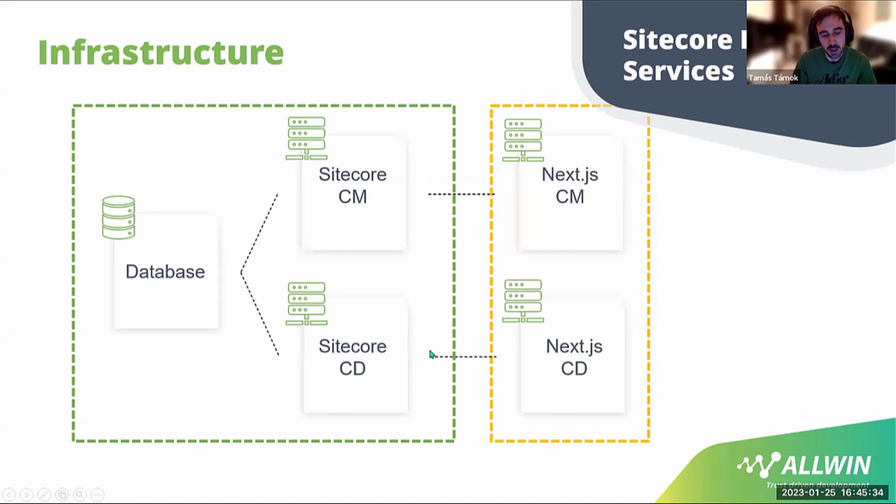That could also work, but I think in most cases, for example, content management servers are behind private networks, so they have some restricted firewall and things like that, so they can't just simply access other applications outside of the network. So in this case, it's a good choice to have a dedicated Next.js application for the content management server.